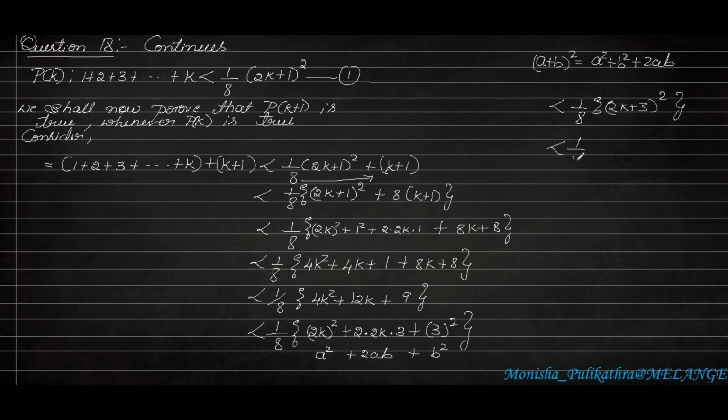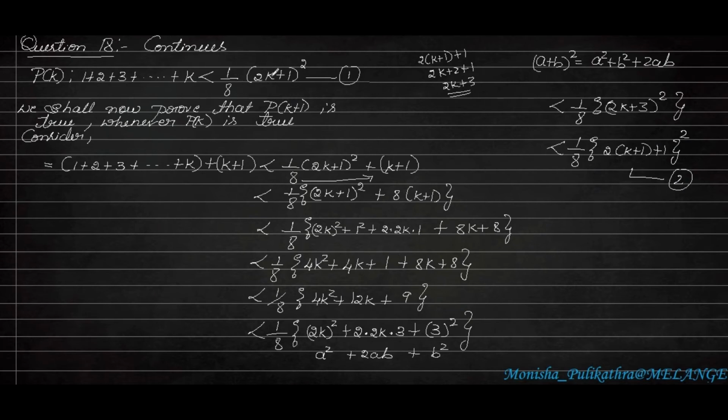So next, in order to prove that P of K plus 1 is also true, we can take it as 2 into K plus 1 plus 1. So 2 into K plus 1 plus 1 will become 2K plus 2 plus 1, it is 2K plus 3. So instead of 2K plus 3, we can take it as 2 into K plus 1 plus 1 whole square. Okay. So this is equation number 2. So by taking equation number 1 and 2, we can conclude it.